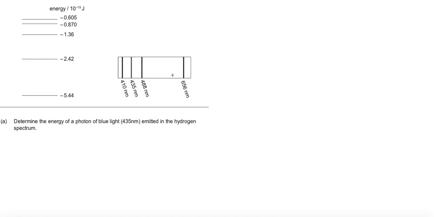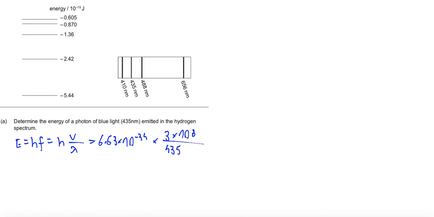Okay, so the energy of the photon, energy is h times f. And f is the speed of light divided by lambda. So 6.63 times 10 to the power of minus 34, times the speed of light, 3 times 10 to the power of 8, divided by lambda, which is 435. Remember that nano means 10 to the power of minus 9 meters. Put it in your calculator and calculate it.